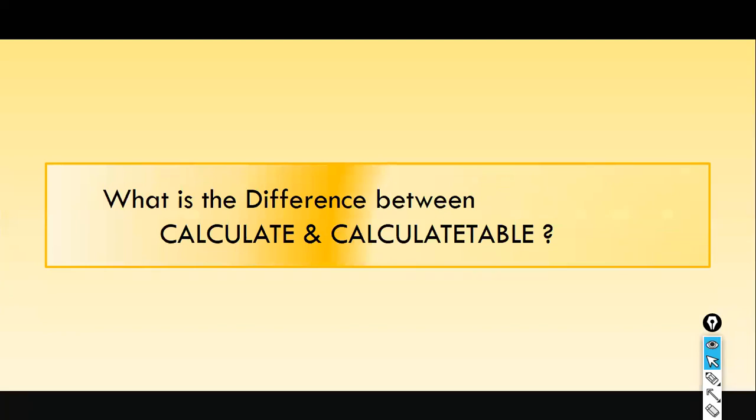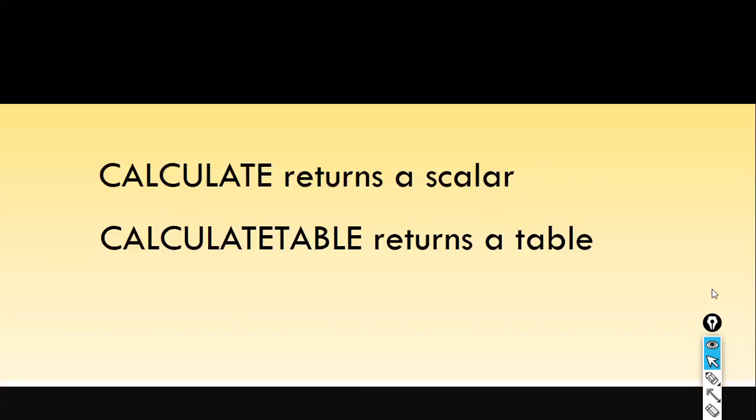So what is the difference between CALCULATE and CALCULATETABLE? Very good question. The CALCULATE function takes an input as an expression that evaluates to a scalar and returns a scalar value. Whereas in the case of CALCULATETABLE, it takes an input as an expression that evaluates to an entire table and returns a table. That is the difference between these two. In simple terms, or as a one-liner, CALCULATE returns a single value, which is nothing but a scalar. CALCULATETABLE returns a table.